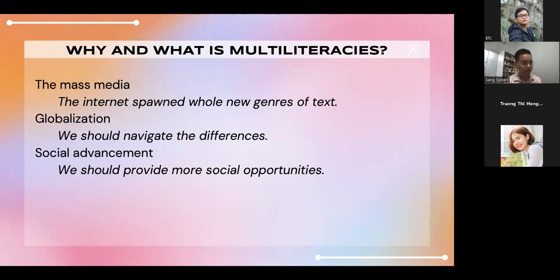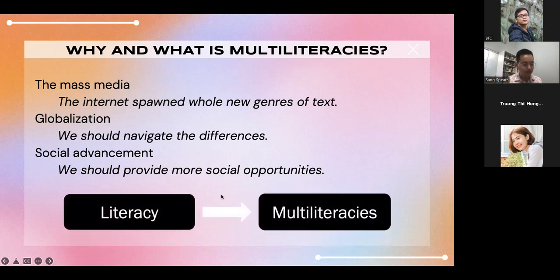Okay. And the globalization process. Through the globalization process, we really need to navigate the differences between the traditional literacy and the new literacy, combining other literacies like visual literacy, digital literacy, and so on, as well as social advancement. So the definition of being able to read and write has now changed a little bit to the ability to read and do a lot of things with writing.